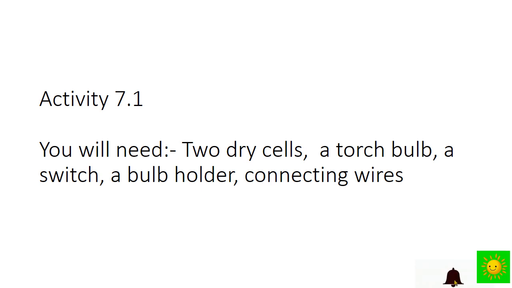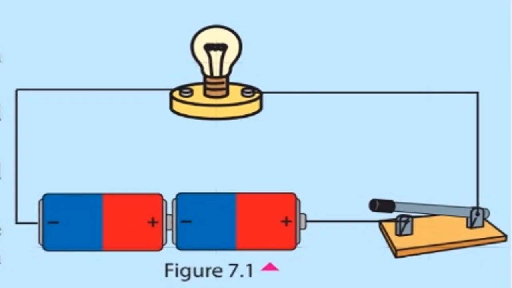These are the things you need to do this practical. Then you have to make this circuit by using those things. The diagram is given for you. After doing this practical, they have asked you to discuss the reason for the illumination of the bulb.